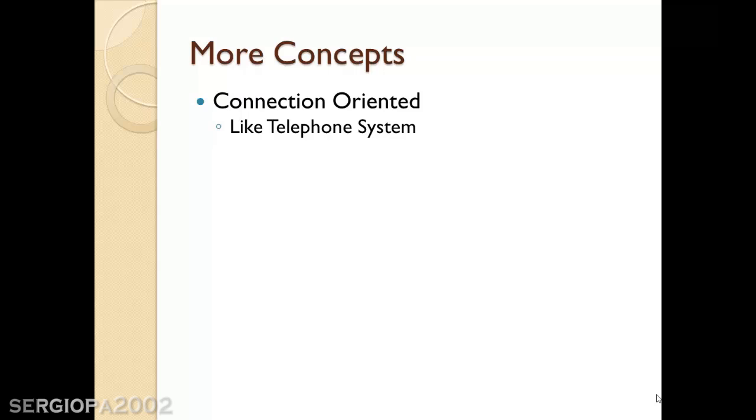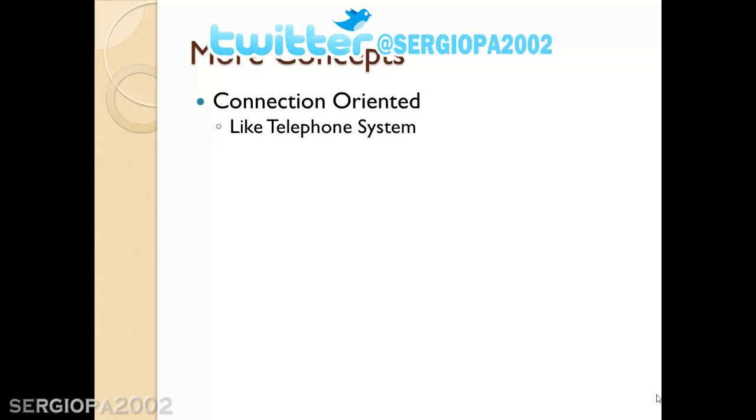This is part 2 of Introduction to Networking, and we're going to continue talking about some concepts that are important to understand. Well, there are different ways to transmit data. One of the ways is connection-oriented. Connection-oriented is better exemplified by the telephone system.